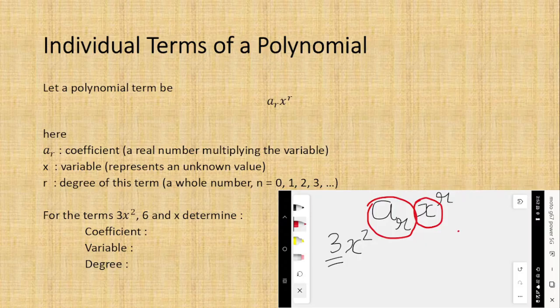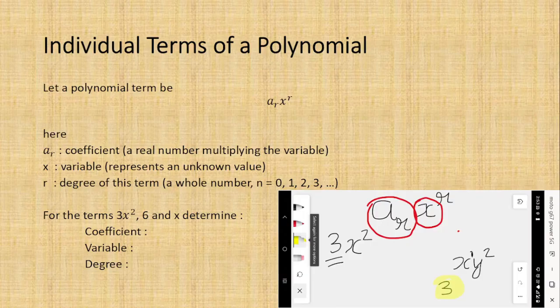But suppose we had a combination of variables. In that scenario, we have to add up the exponents of both the variables. Suppose we had a term x y squared. Here x has an exponent of 1 while y has an exponent of 2. The sum of these two exponents is going to be 3. So the degree of this particular term is 3.